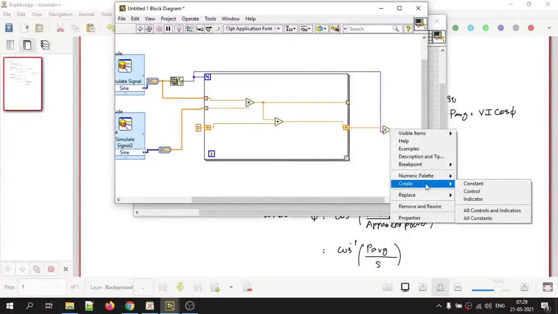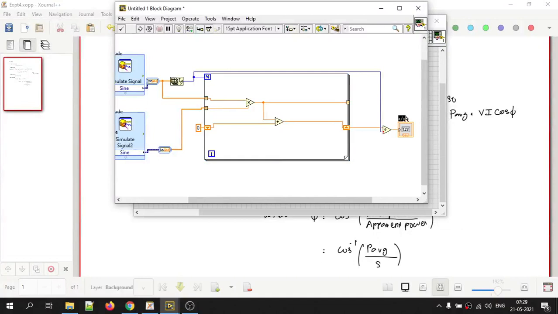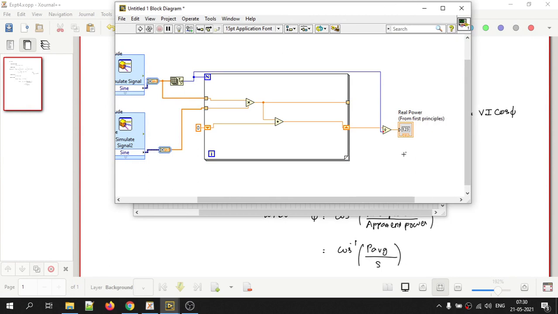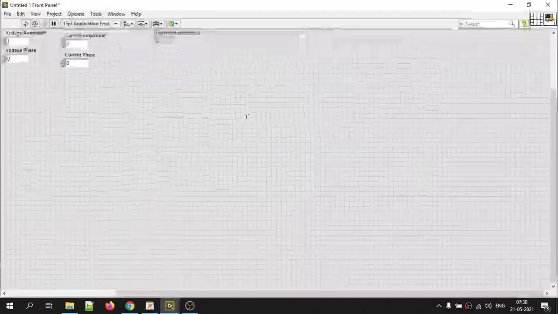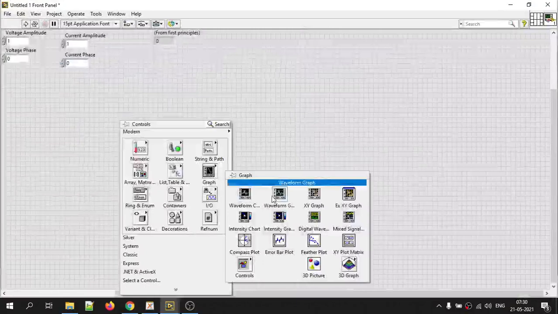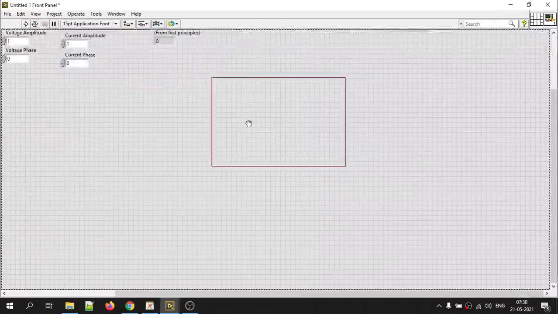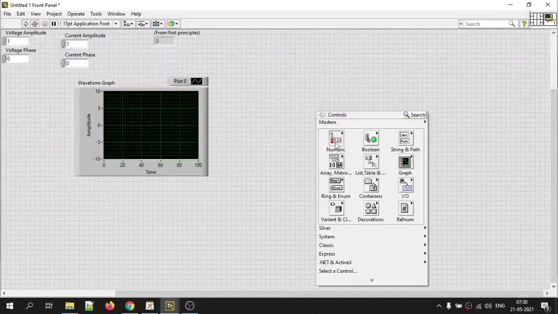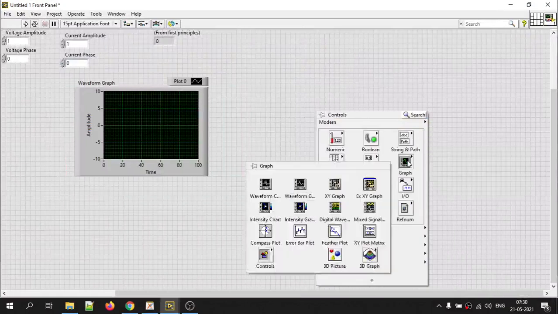Let us create an indicator. This is real power from first principles. Okay, in order to graphically see the waveforms, let us create two waveform graphs, one for voltage and the other for current. Right click, under graph you will have waveform graph.